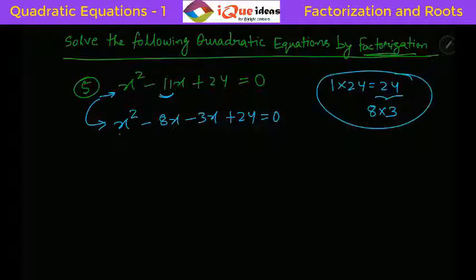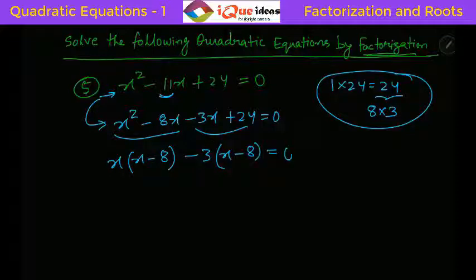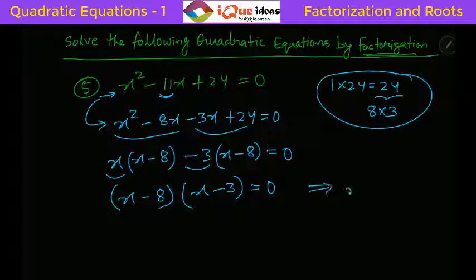Okay. Now from x squared and minus 8x, you can take x common. You'll get x minus 8. And from these two, you can take minus 3 common. You'll again get x minus 8 equal to 0. So that gives us x minus 8 completely common. And from the first part x and from the second part minus 3 equal to 0. This gives us x is equal to either 8 or 3.